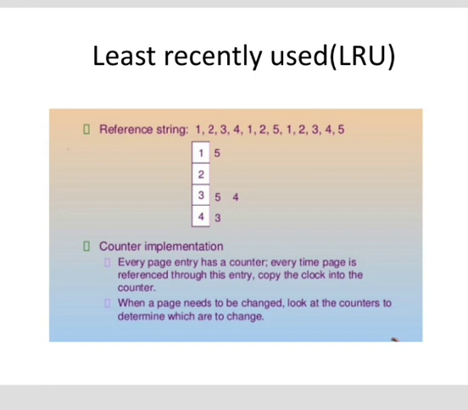A page that has not been used for a long time is the least likely to be referenced in the near future. This algorithm can be implemented by maintaining the backward distance of each page. Whenever a page is referenced, its backward distance is set to 0. The backward distance of other pages is incremented by 1.